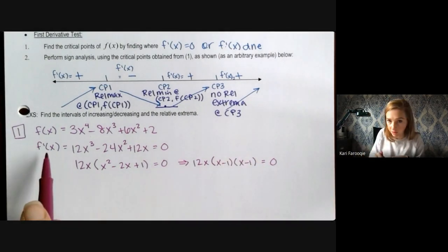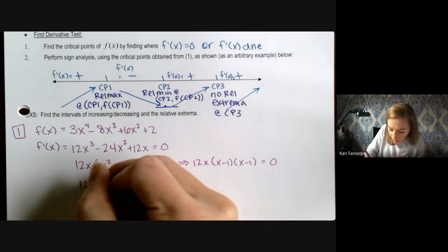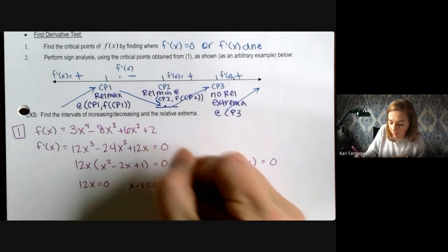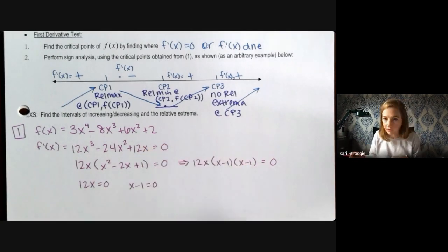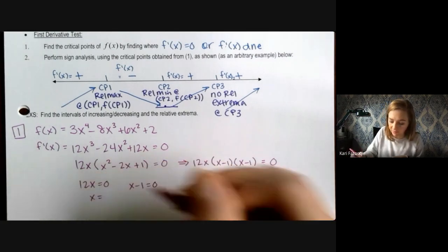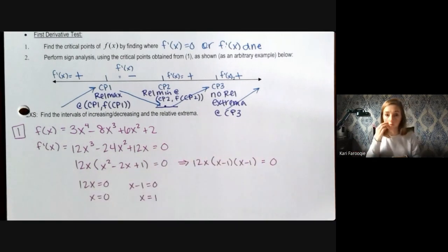You just took the derivative. You set it equal to 0. To find the critical points, you're going to solve for these values of x that cause your derivative to be 0. Now that means that we have 12x equals 0 or x minus 1 equals 0. And you have two factors of x minus 1. It doesn't matter. You're going to get the same critical number twice. All right, so you're going to have x equals 0 and x equals 1.